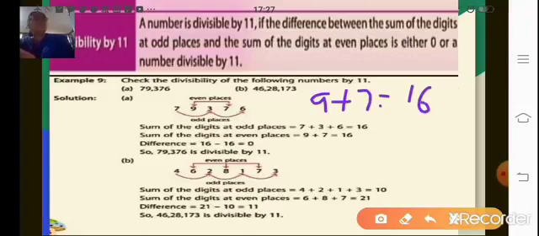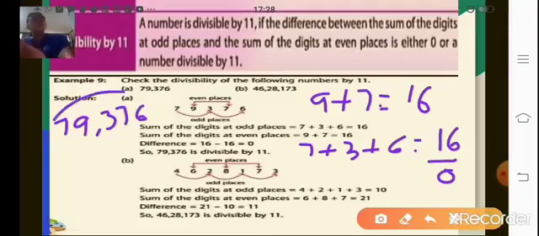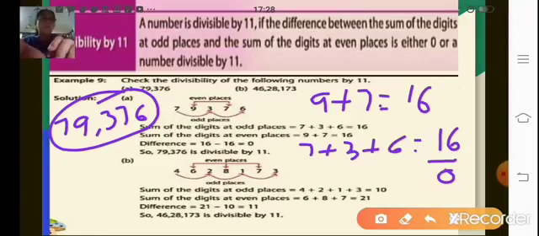is 16. Correct? Now take the odd places. 7 first place, 3 in third place and 6 in fifth place. So 7 plus 3 plus 6 will again give you 16. Now 16 minus 16, you have to subtract it. 16 minus 16 is 0. So when you get the answer as 0, that means this particular number, that is 79,376, is divisible by 11.